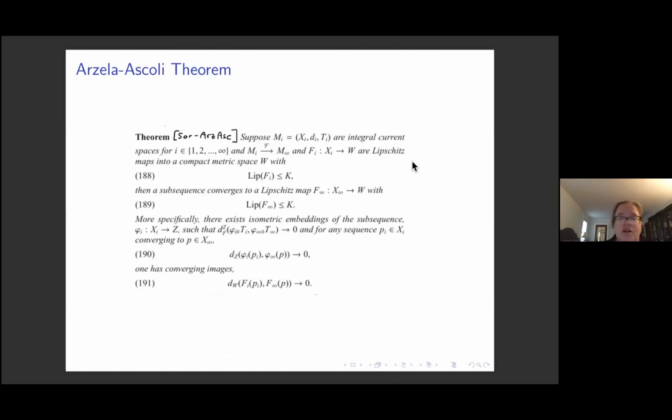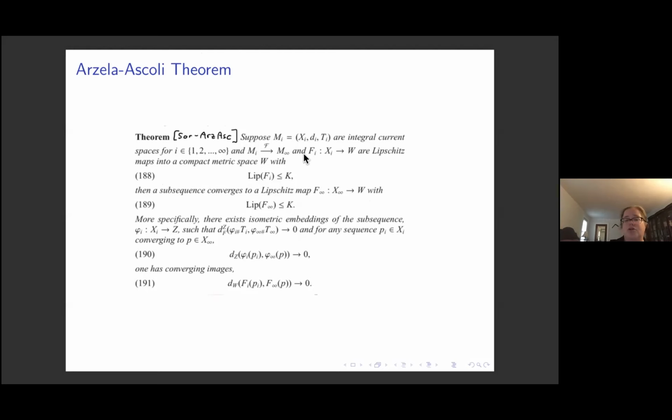Then there's an Arzelà-Ascoli theorem, which is perhaps the main theorem from that paper, and I didn't tell you this one before. Suppose the M_i's are integral current spaces, and M_i flat converges to M infinity, and f_i from X_i to W are Lipschitz maps into a compact metric space W, where they have a uniform bound on their Lipschitz constant. So these are the functions we're going to use. This is an Arzelà-Ascoli theorem. We have a uniform bound on their Lipschitz constants. A subsequence converges to a Lipschitz map f infinity, which has the same bound, and goes from X infinity to W.